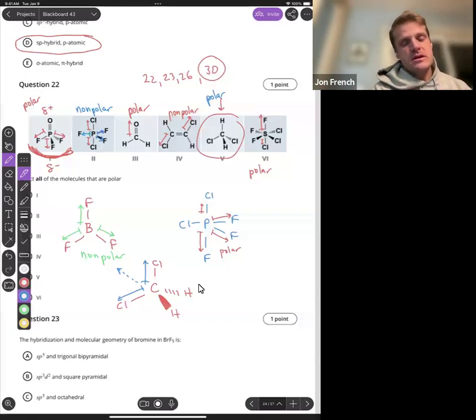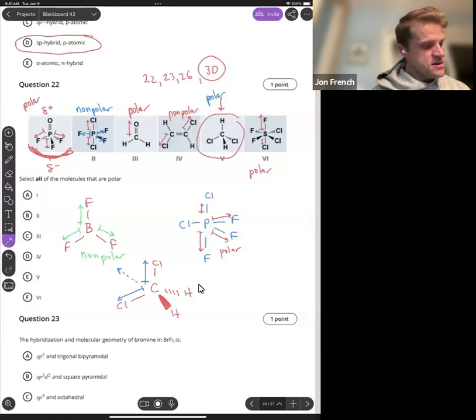Yeah, so like the symmetry and how it's substituted. So in this case here, right, these two chlorines are 180 degrees apart, so they cancel out. These three fluorines are all equatorial positions, so they cancel out.